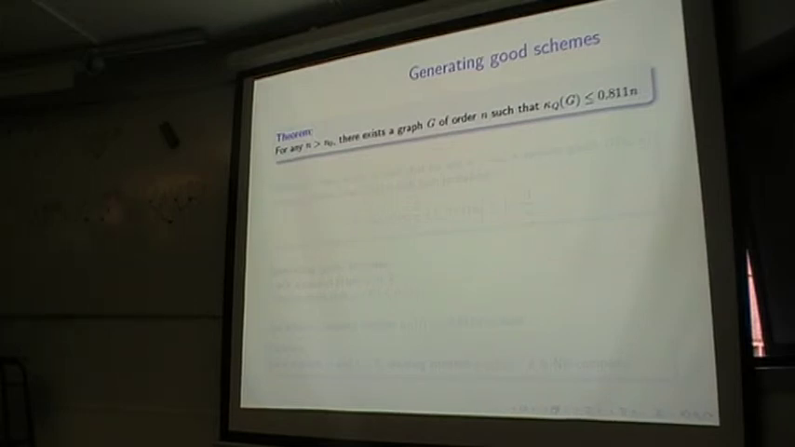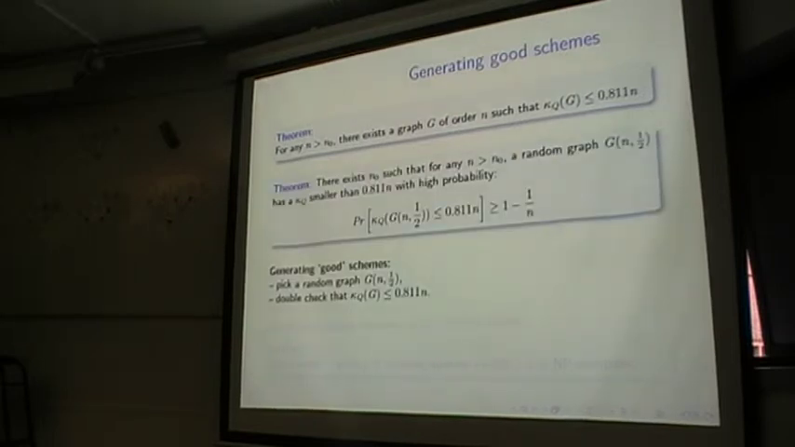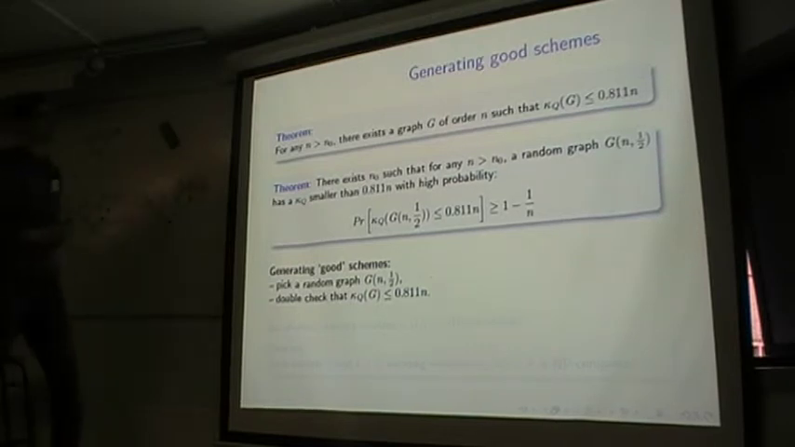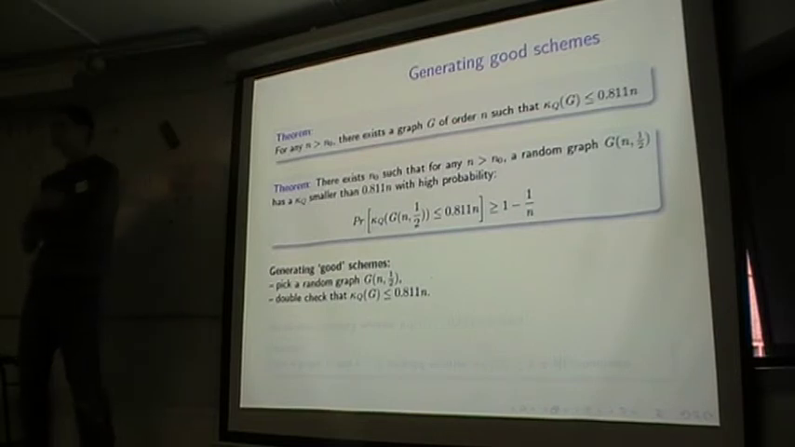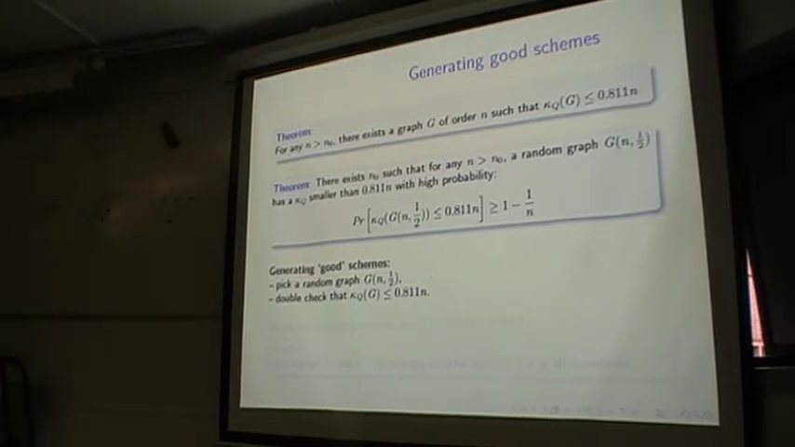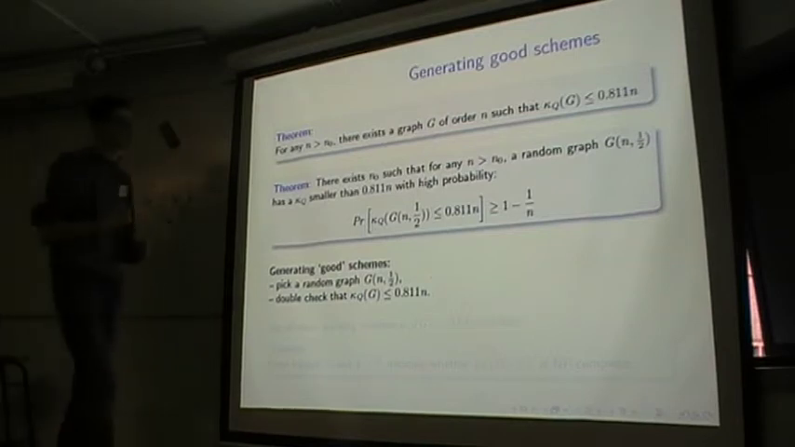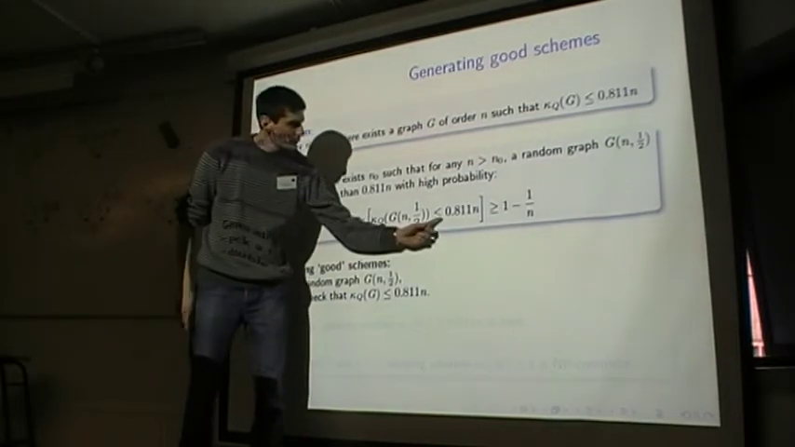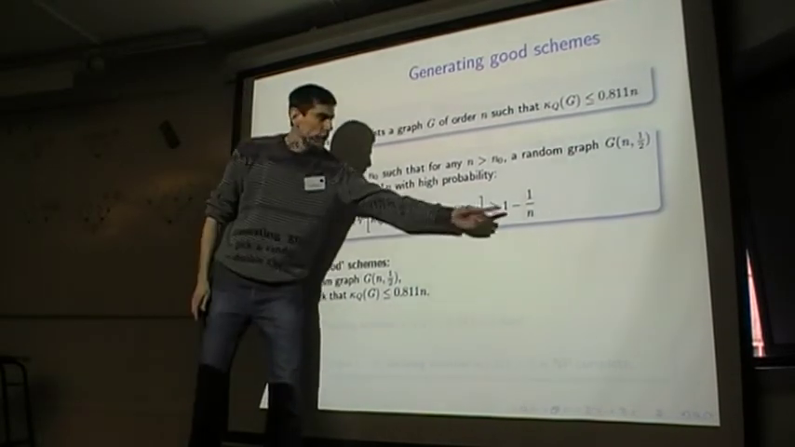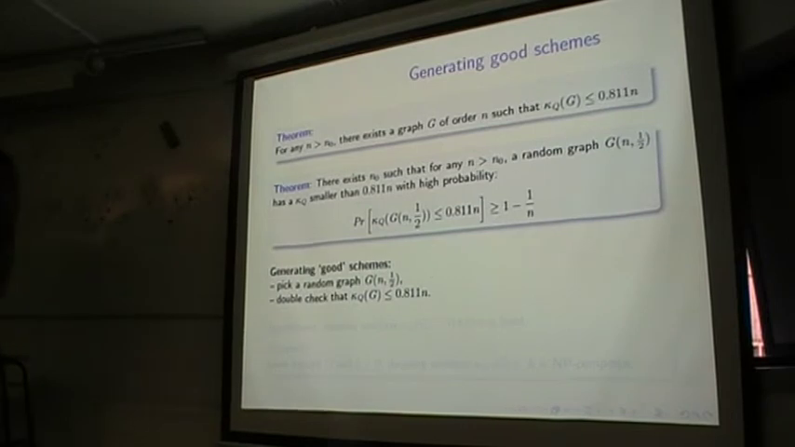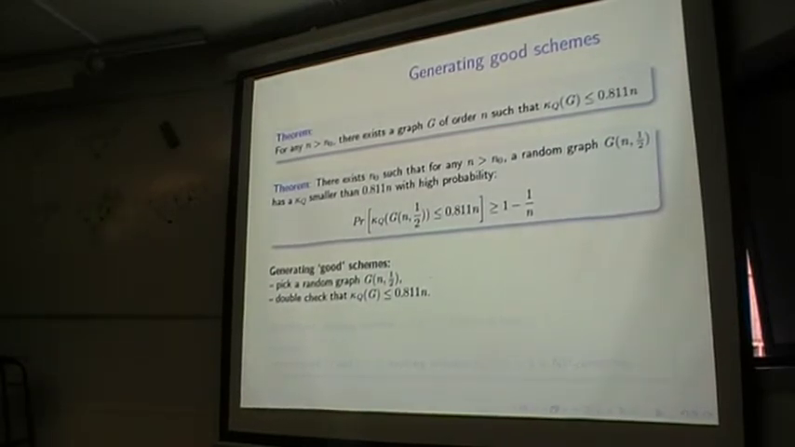One possible interpretation is that there are some graphs satisfying this property, but maybe they are very rare. Maybe it's not a common property to have a small kappa. But this is not the case. In fact, using the same techniques, again the Lovász local lemma, we can show that almost all graphs satisfy this property. If you take a random graph and compute its kappa q, it will be smaller than this quantity with probability 1 minus 1 over n. So almost all graphs satisfy this property, and yet we are not able to construct any of them.